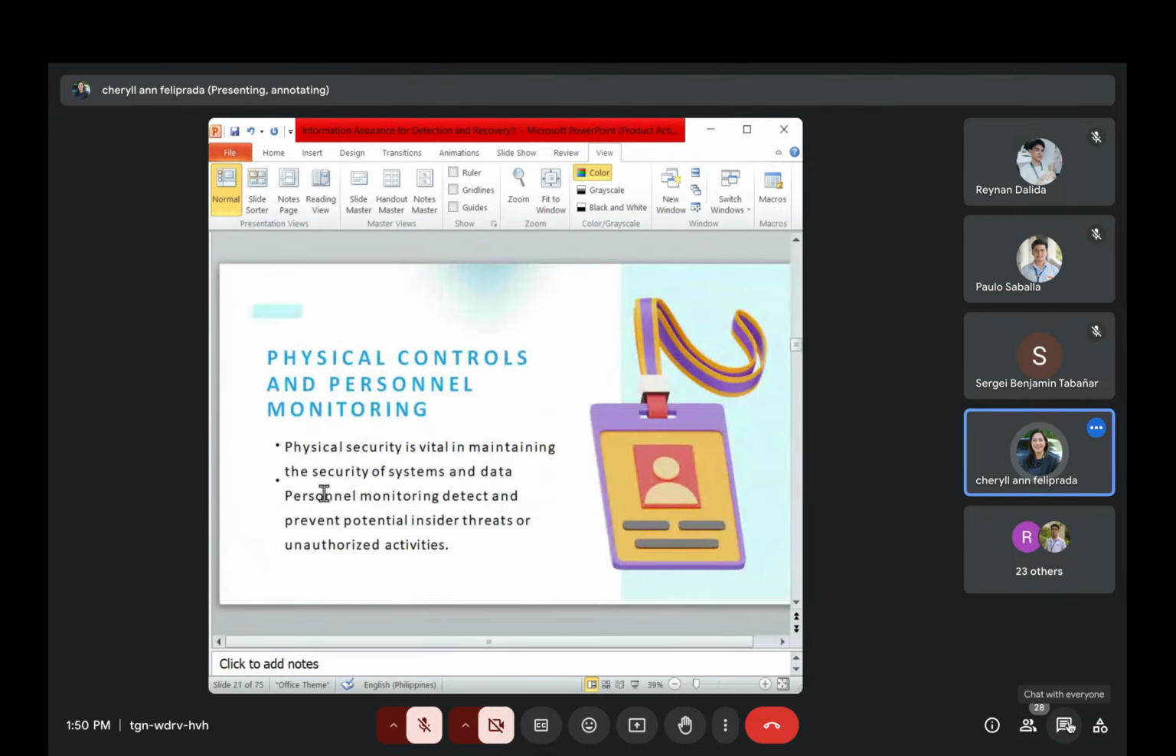So let's go to physical controls and personnel monitoring. Of course, we have taken this up already. When we say physical controls, it means the facilities, I'm sorry, the premises. That's the reason why we have IDs, logs of people, barcodes, whatever. While personnel monitoring is for detection and prevention, to detect and prevent potential insider threats or unauthorized activities.